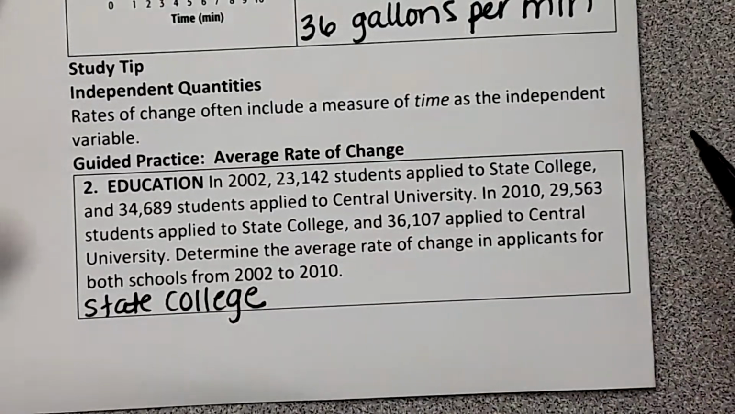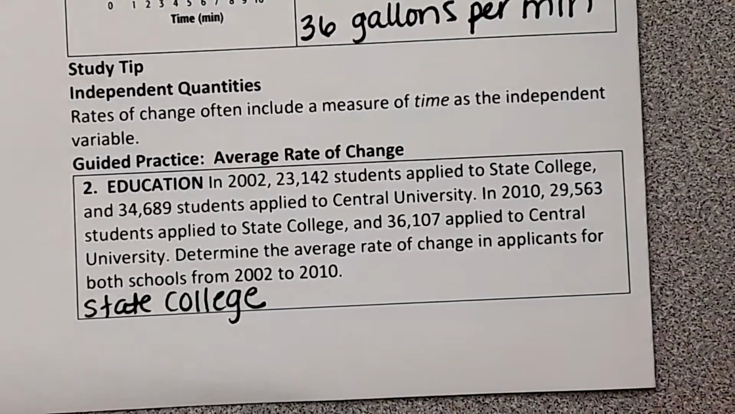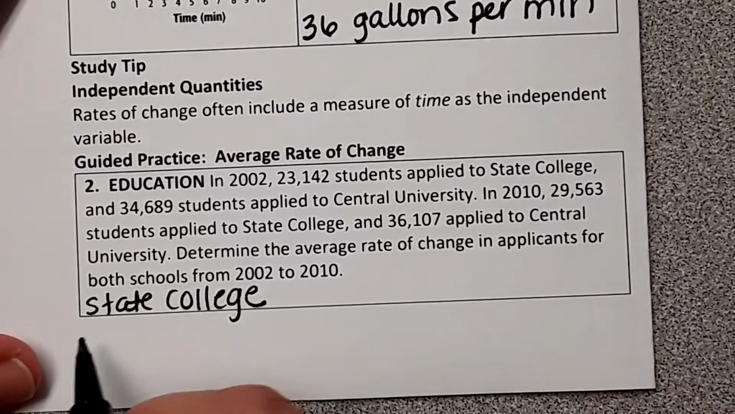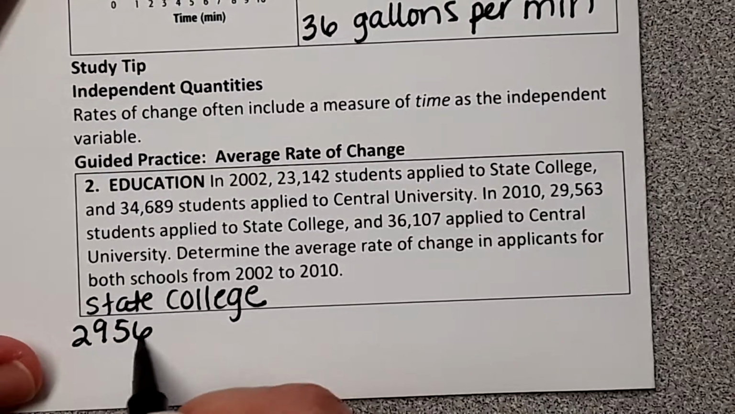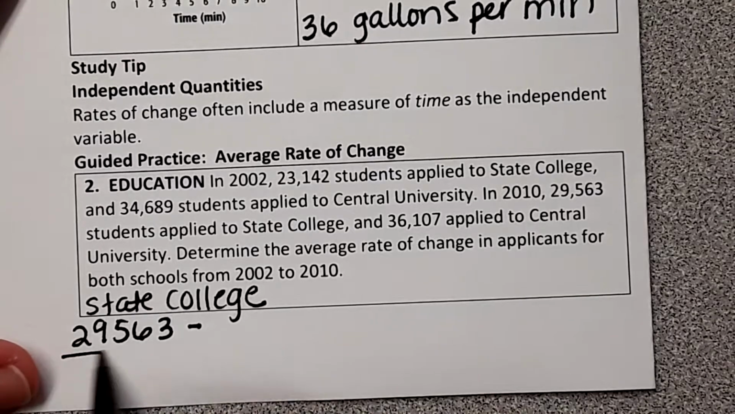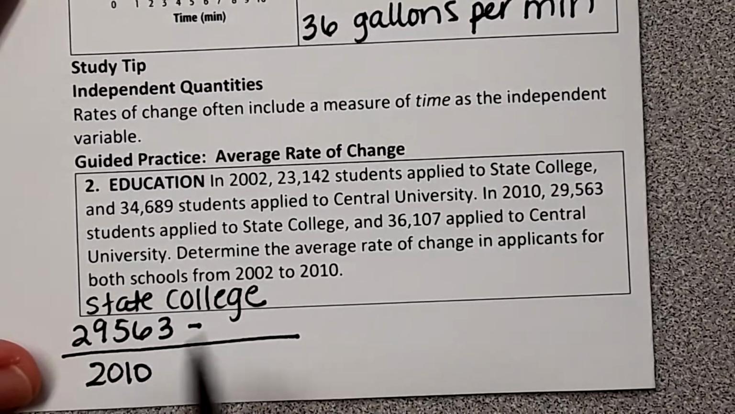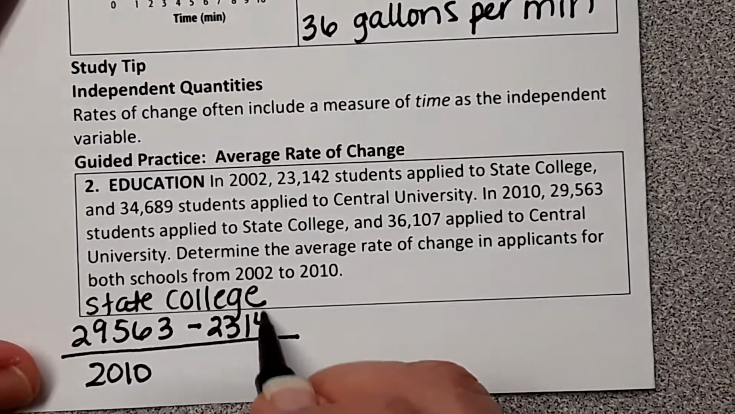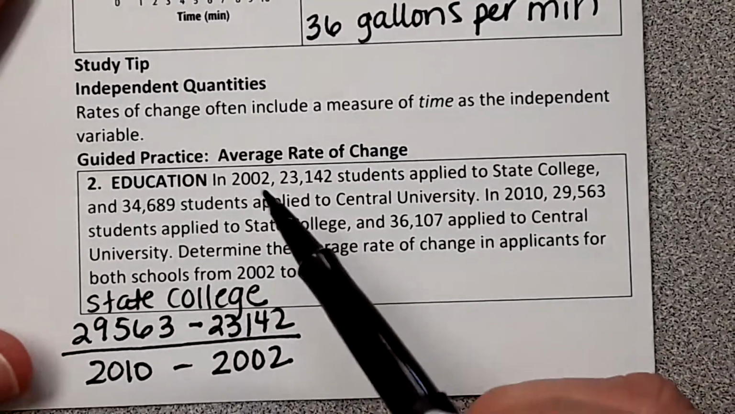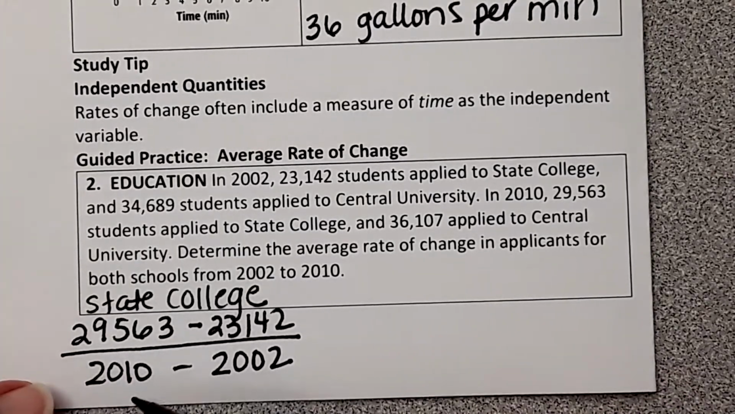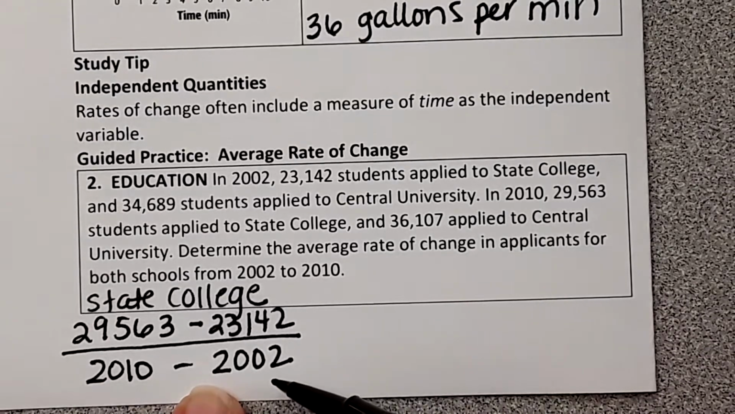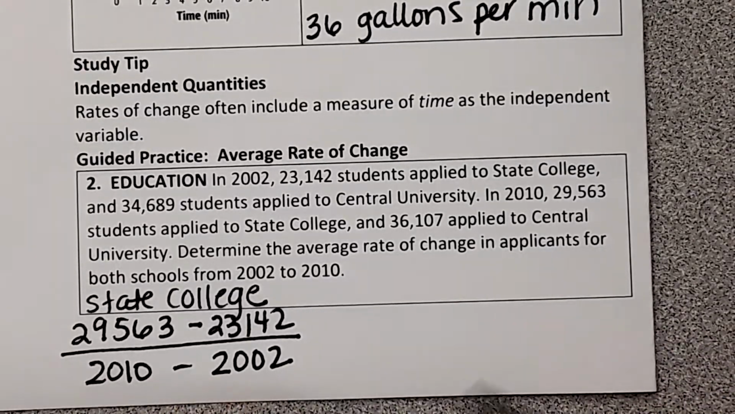So how many applied to State College? We're always going to start with 2010. So how many applied to State College in 2010? There we go. And how many applied in 2002? 23,142 minus, notice, when I put the 29,563, that was in 2010. There was 23,142 in 2002 for the State College. And now we're going to subtract.